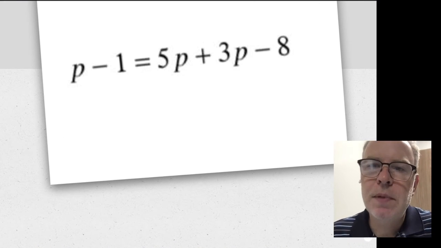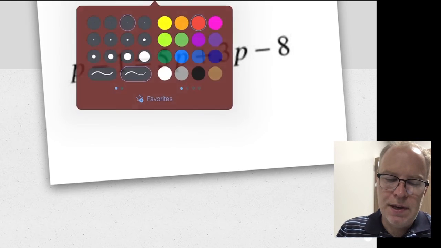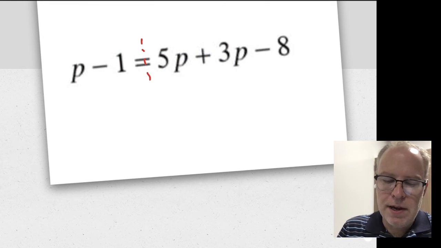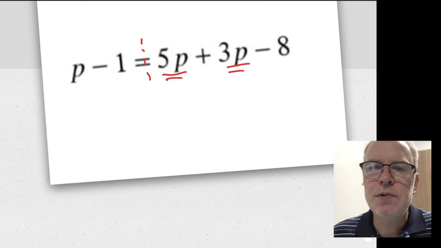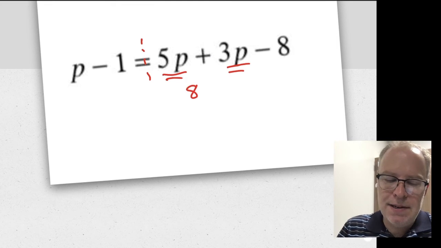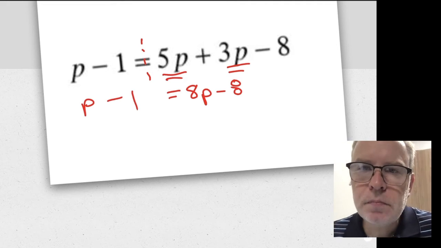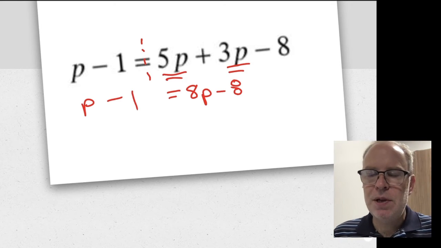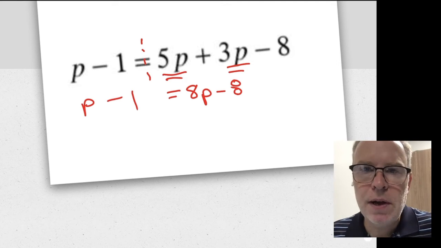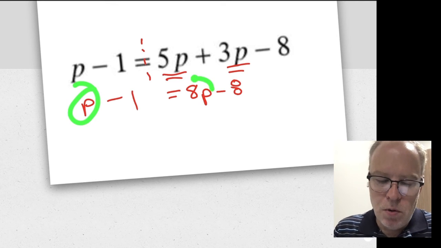Okay, so let's see what's going on here. I see, here's the equal sign, and I see some like terms. So I think we should just simplify those first, right? And write 8p on the right side. Now, we have variables on both sides, so I would strongly recommend that you deal with those first. So you got to get rid of this one or get rid of this one.